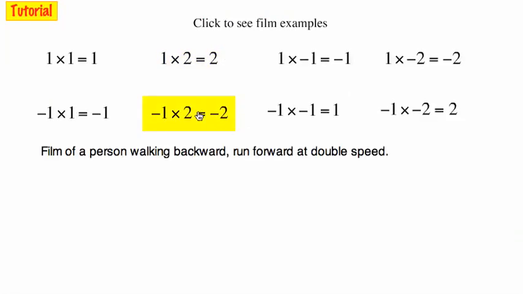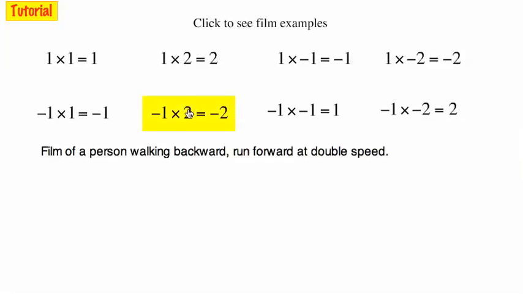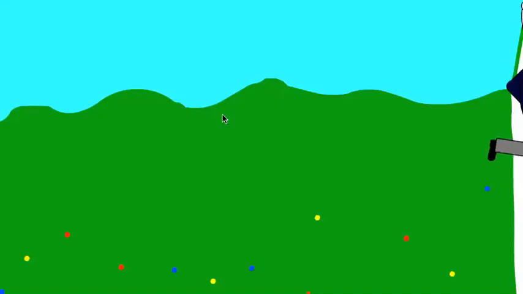Okay, that makes sense. And if we run the film with the person walking backwards forwards at double speed, we'll see the person walking backwards twice as fast.